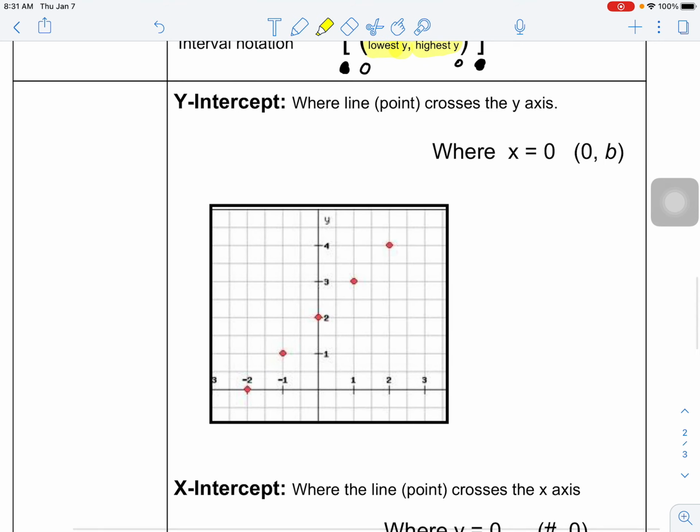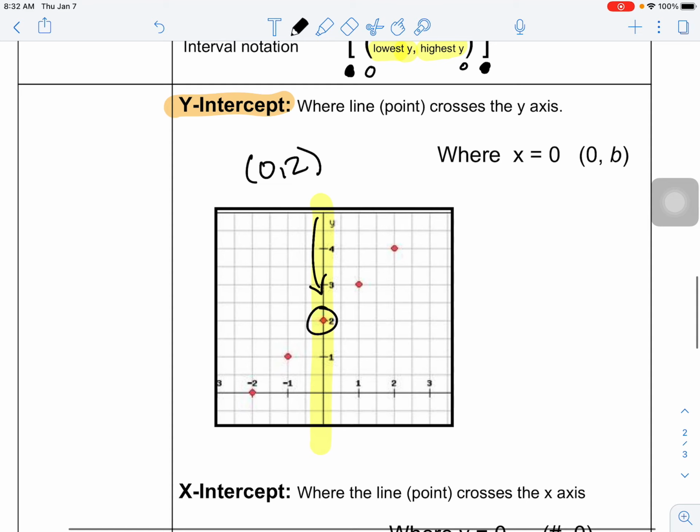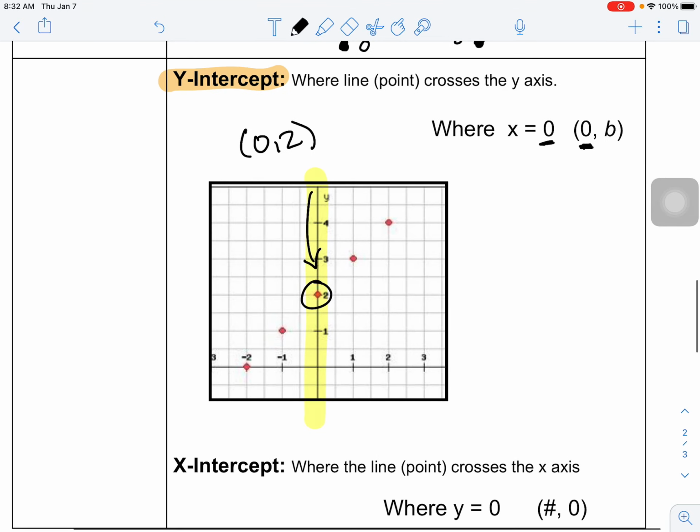Okay. Next, we're talking about x and y intercepts. So the y-intercept is where any point on the function crosses the y-axis. So remember, our y-axis is the vertical axis, this. So you can see on this graph that one point touches the y-axis, and that is the point 2. So my y-intercept is the point (0, 2). And the y-intercept is always written as an ordered pair. It's the value of y when x is 0, because it's on that axis, right?